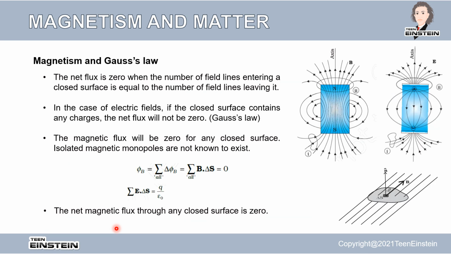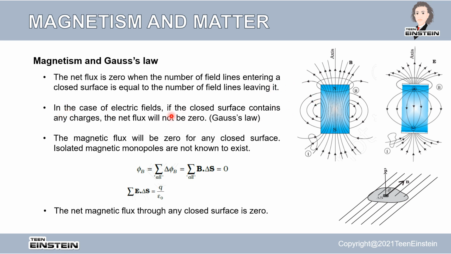Okay. Now let's discuss what Gauss's law is, and what happens to Gauss's law with respect to magnetism. The net flux is 0 when the number of field lines entering a closed surface is equal to the number of field lines leaving the surface. Whenever you take a closed surface and calculate the net flux, it is equivalent to the net number of field lines coming out or going in, right? If an equal number of field lines enter the closed surface and leave it, then the net flux is going to be 0. This is from Gauss's law.